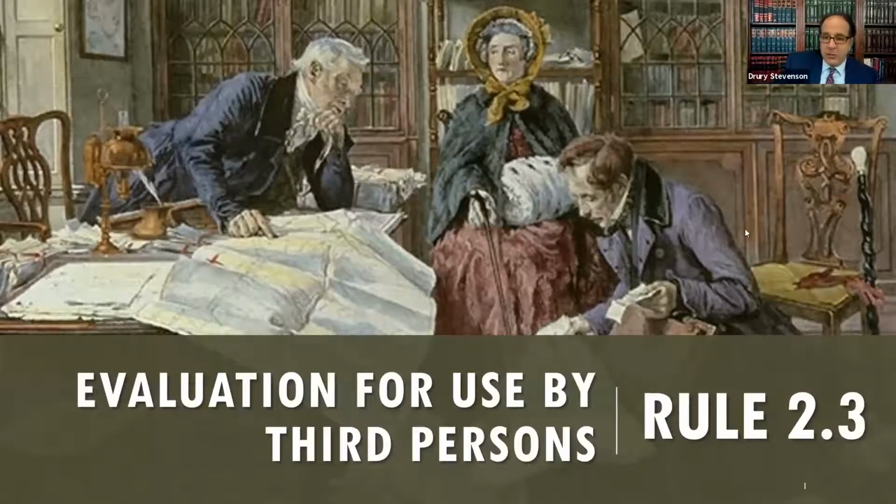This is a lecture about Model Rule 2.3 for my professional responsibility class. This is actually a remake from an earlier video that I did about this rule. So Model Rule 2.3 is about evaluations for the use by third parties.